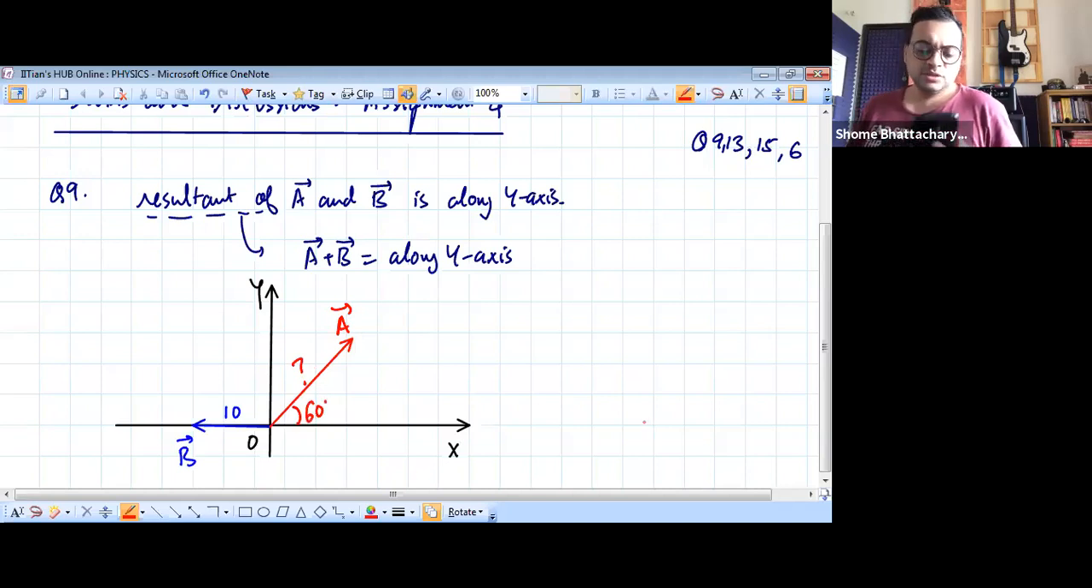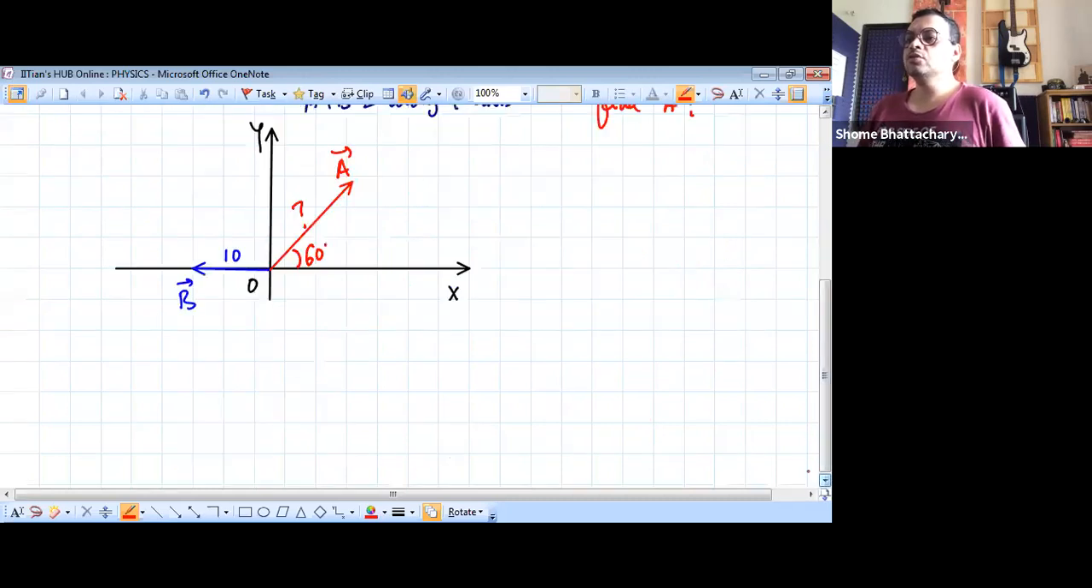Okay. So this information is given to me in the question. And along with that, A plus B is along the y-axis. So from that we have to find the magnitude of the vector A. Yeah, we have to find the magnitude of A. So one easy way of doing this question is to use component algebra. So we solve this question using component algebra.